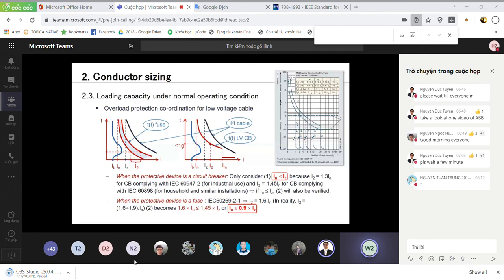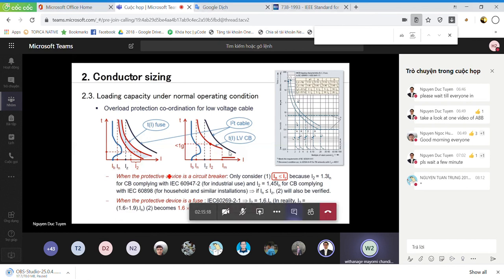Here we have two graphs showing the relationship between time and current. In the first case, when the protective device is a fuse, the graph will be like this. And if the protective device is a circuit breaker, the graph will be like the second case.